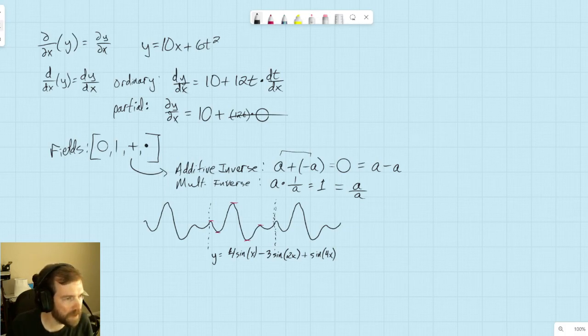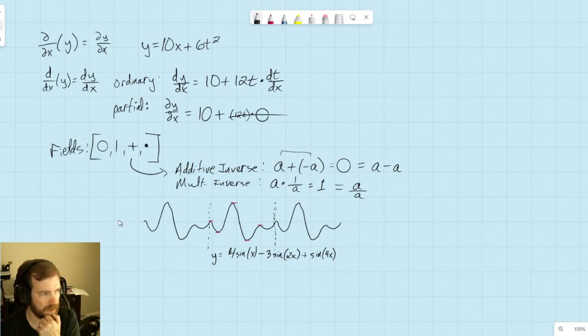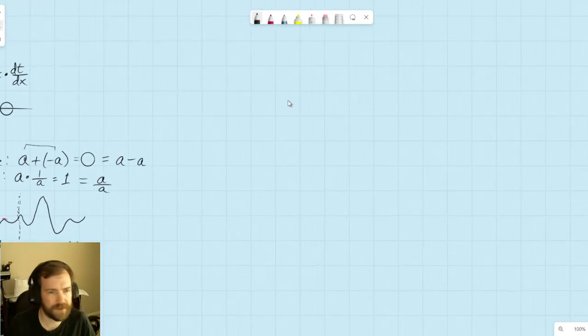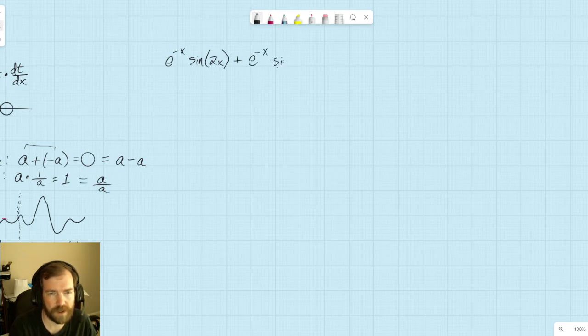Okay, so, two curves. If it is a combination of periodic and non-periodic, then you will end up with something. So let's do one of the classical solutions to differential equations, which is e to the negative x sine of 2x plus e to the negative x cosine 2x.